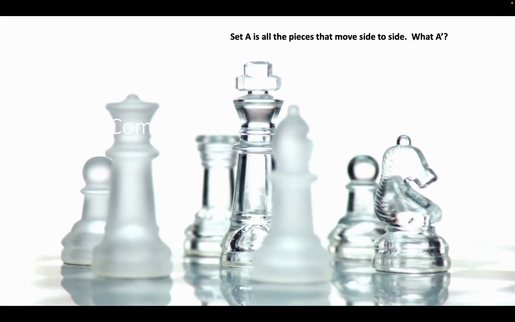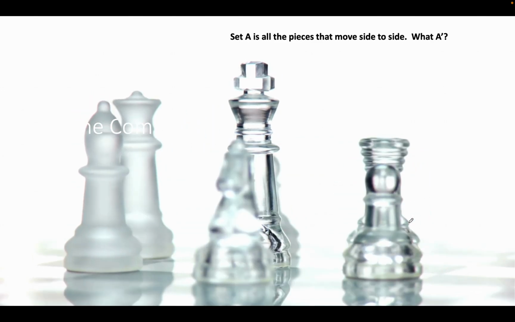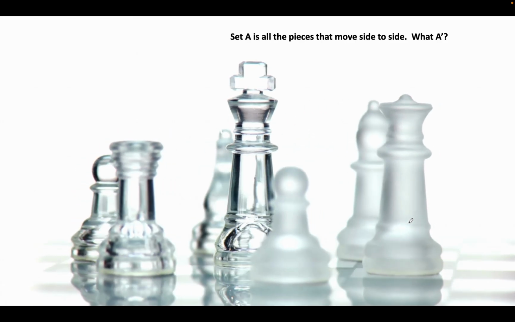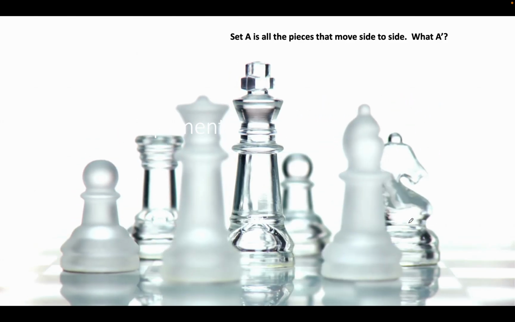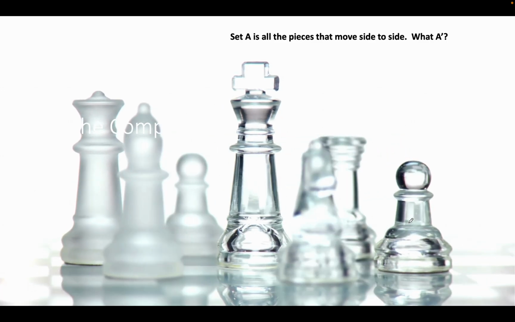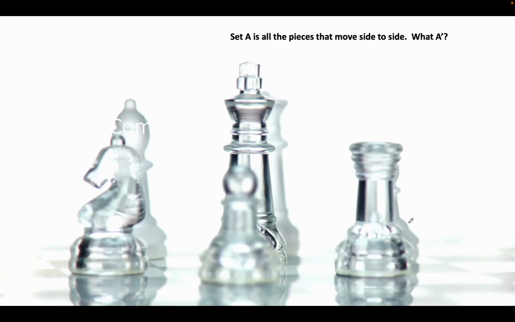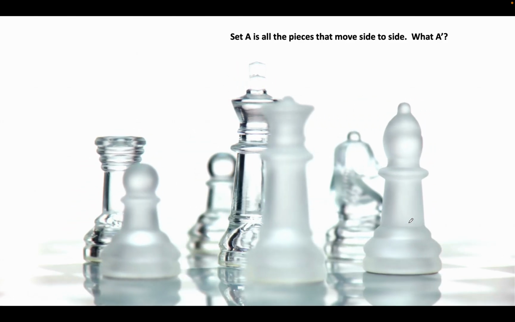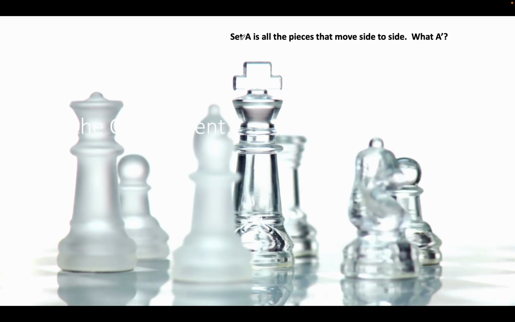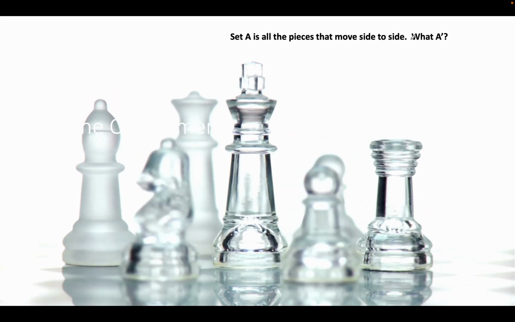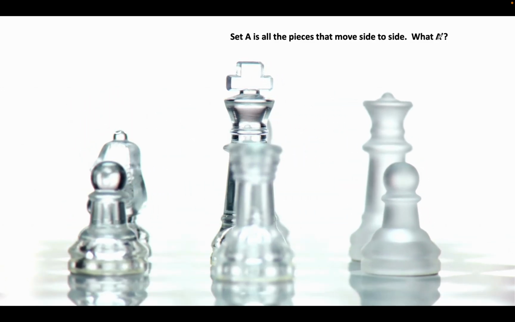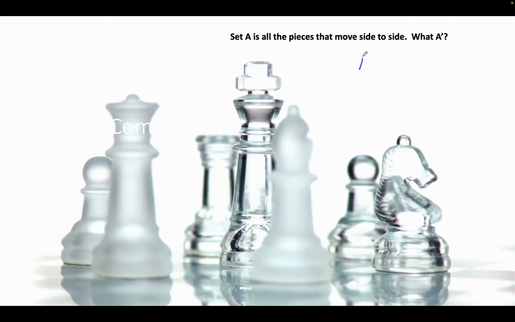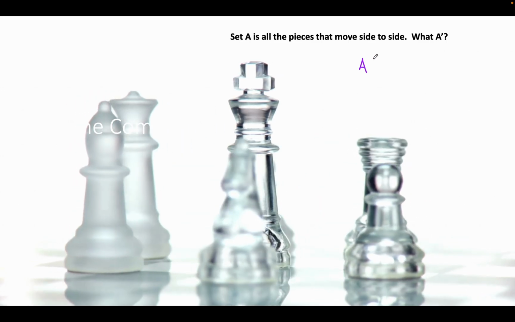Now let's move away from letters. Let's move away from numbers. Let's move to chess pieces. The complement of set A is all the pieces that move side to side. You're going to have to use your chess wisdom to know how to do this problem. But if I have a set A, what is set A prime?